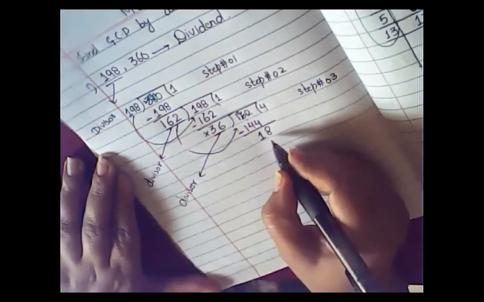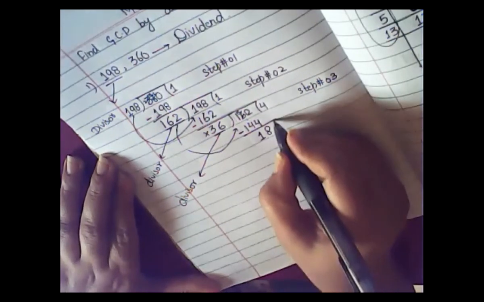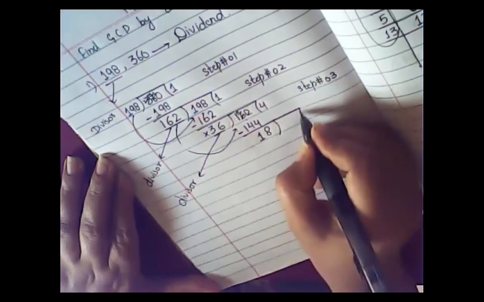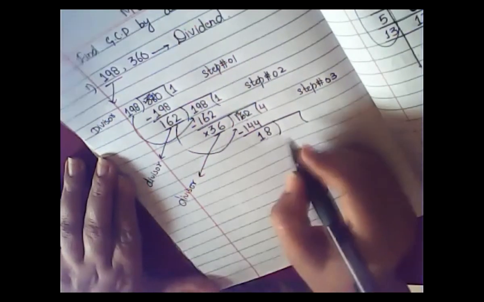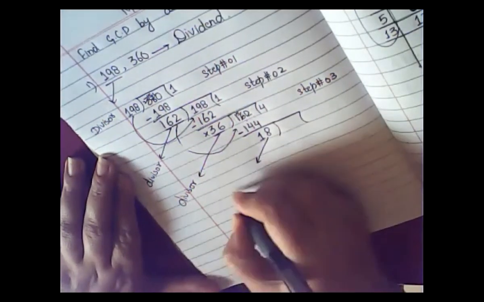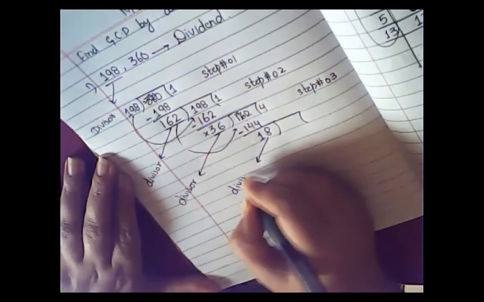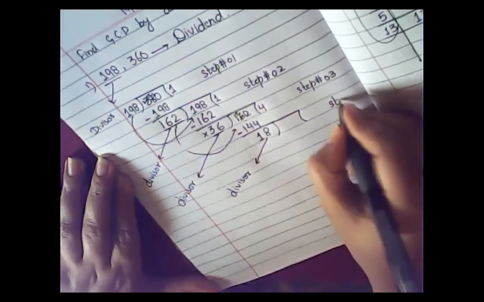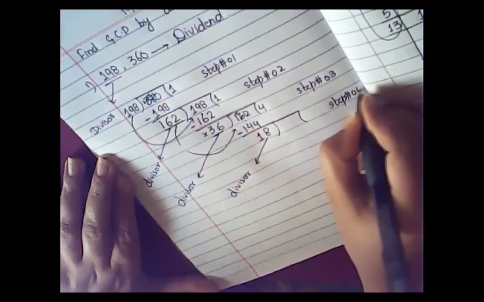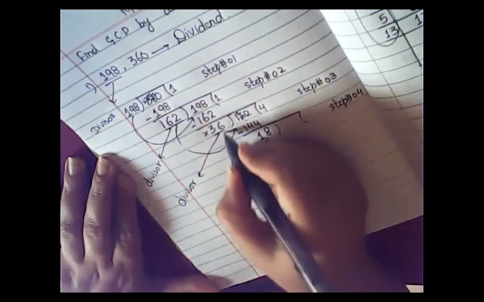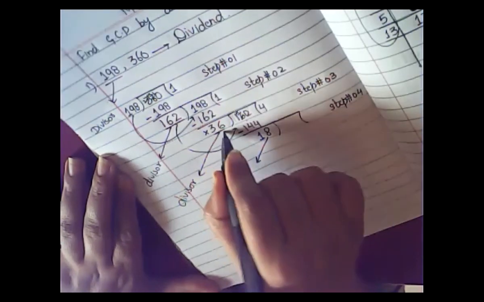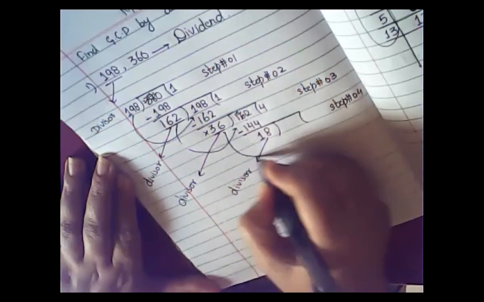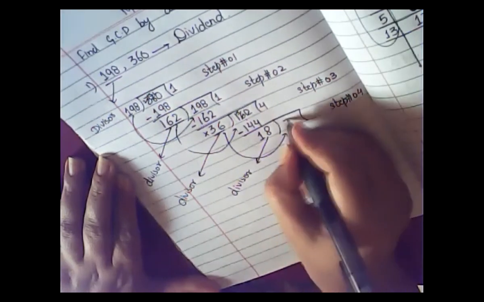Again you will get a remainder here. So you will make another box. Now your last step remainder will become the divisor for the next step. This is your next step number 4, and your last step divisor will become your dividend.